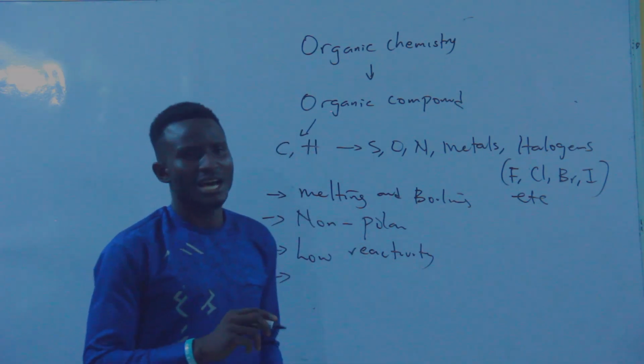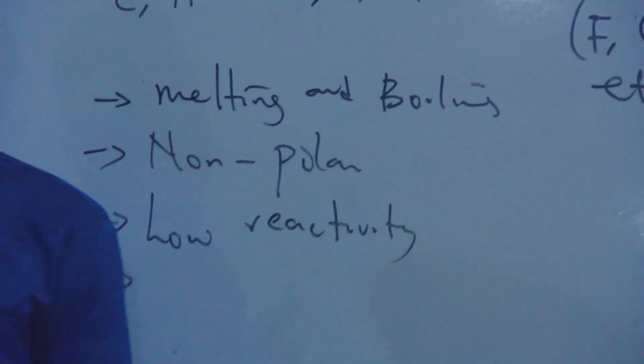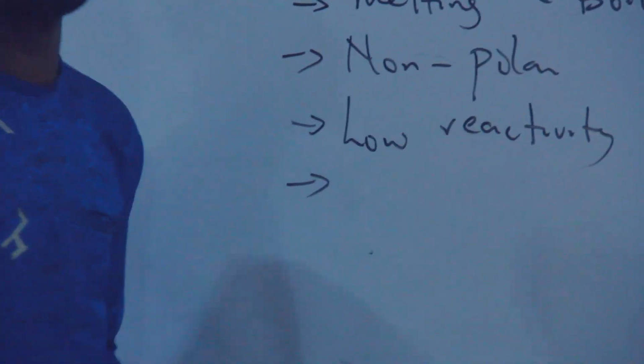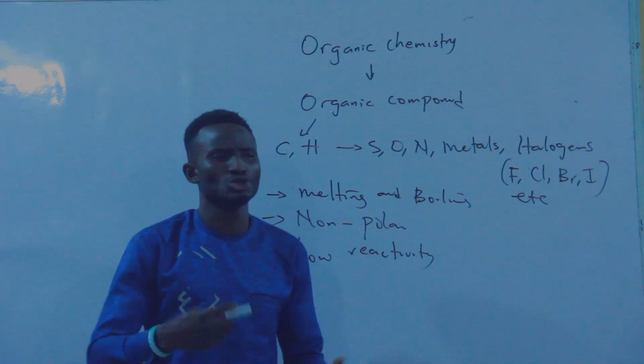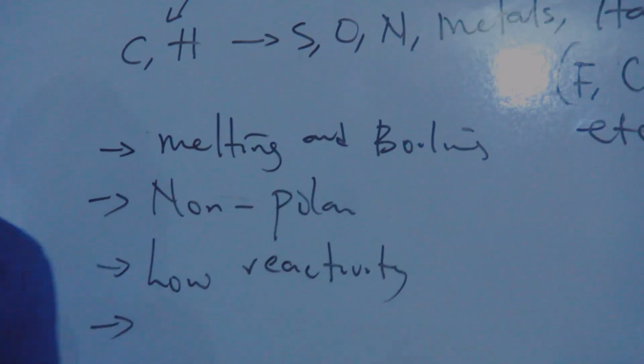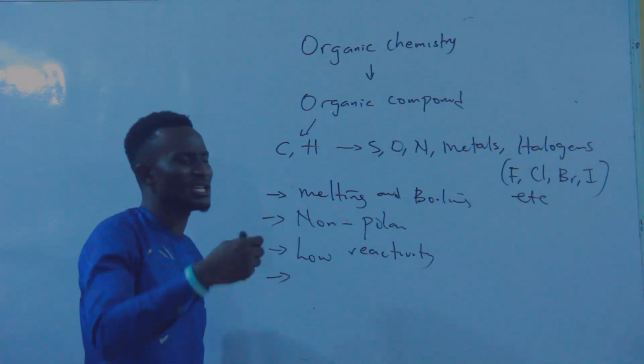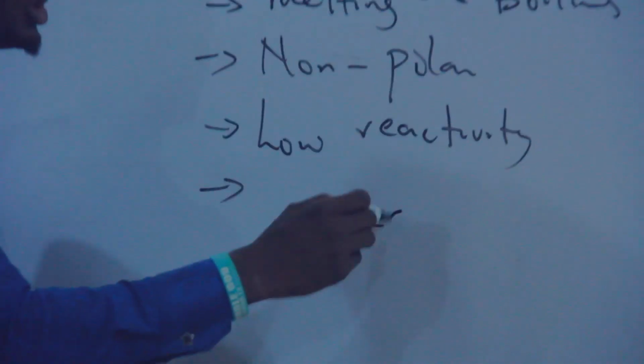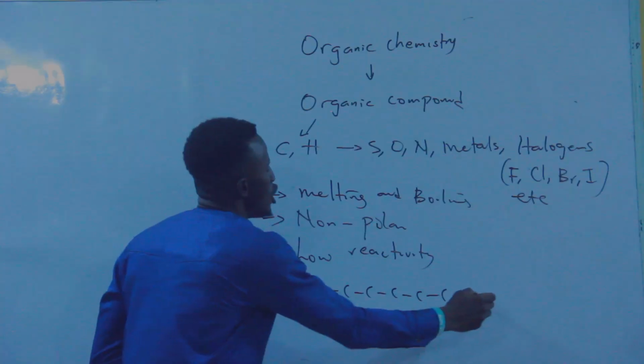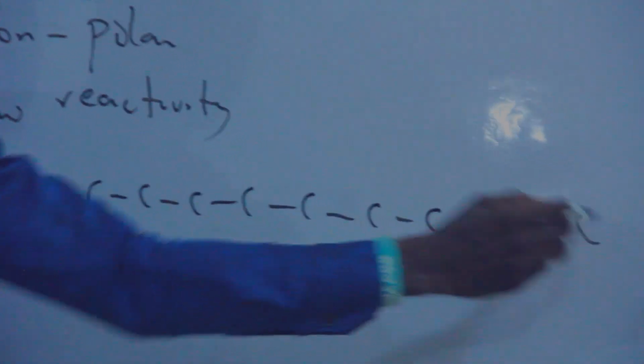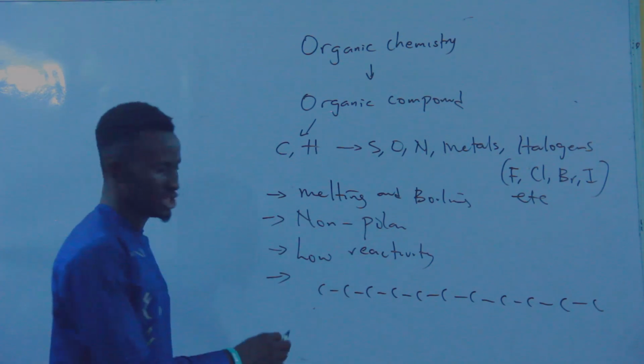Then another property is that, since carbon is the major element of an organic compound, it has the ability to catenate. Now, what do I mean by catenation? The catenation process means the ability of the carbon of an organic compound to attach with one another to form a long continuous chain. This is the process called catenation.